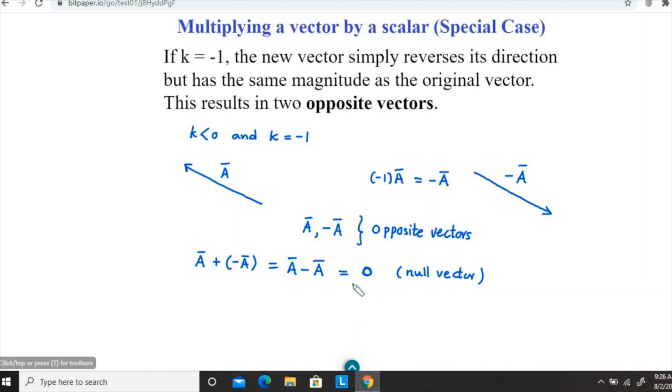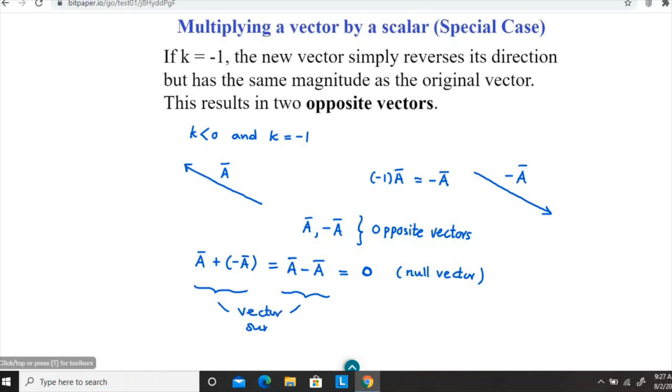So this is another way to get the null vector. You can multiply a vector by 0, then you get the null vector, or you can add opposite vectors. Vectors that are of the same kind, they have the same magnitude, but they are in opposite directions. Their directions are reversed, and when you take the vector sum of those vectors, you get the null vector. So these sums are called vector sums.